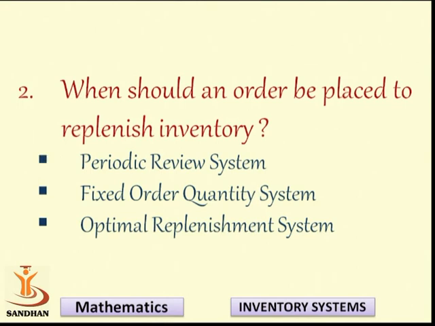Third is the optimal replenishment system. Now, if the level of inventory is higher than the minimum forecasted value, then no order is placed. That is, we have a sufficient amount of inventory at hand. When there is inventory already available, we need not place an order. Why? Because the more inventory we receive, the more physical storage we would require. And hence, we do not place an order if there is no requirement.